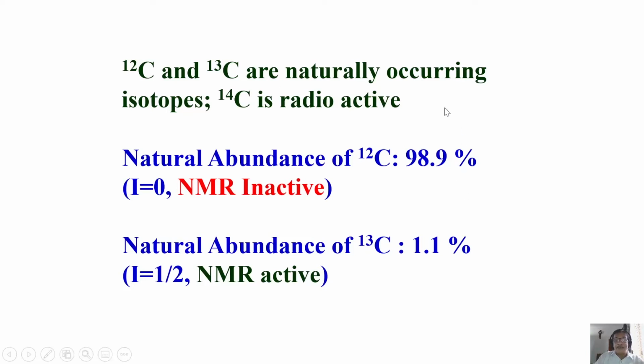As a consequence, we don't see carbon 12 at all because they are NMR inactive, and we concentrate only on carbon 13. Interestingly, it is also very good for us because it's a spin-half nucleus. I told you, remember, spin-half nuclei are relatively easy to study compared to nuclei with spin greater than half.